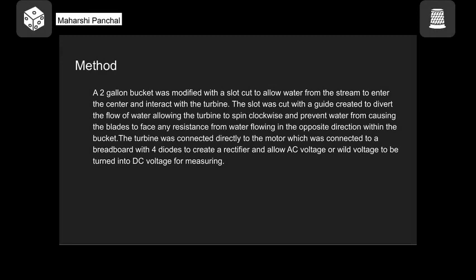A 2-gallon bucket was modified with a slot cut to allow water from the stream to enter the center and interact with the turbine. The slot was cut with a guide created to divert the flow of water, allowing the turbine to spin clockwise and preventing the blades from facing resistance from water flowing in the opposite direction within the bucket.